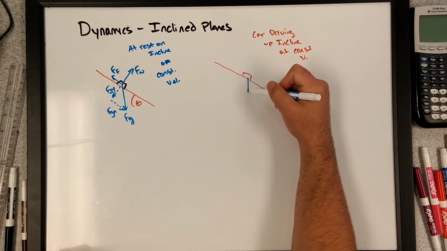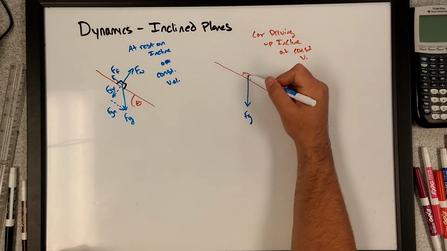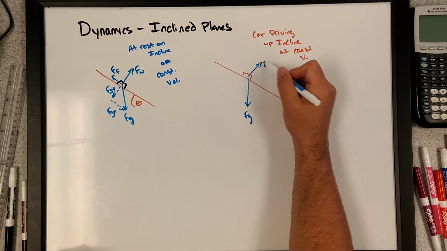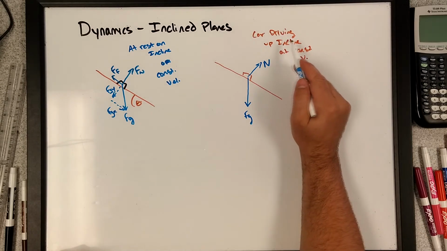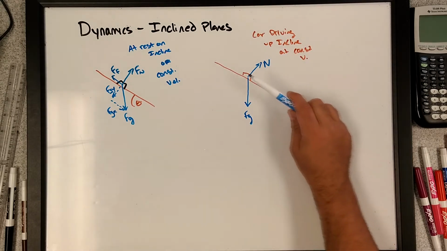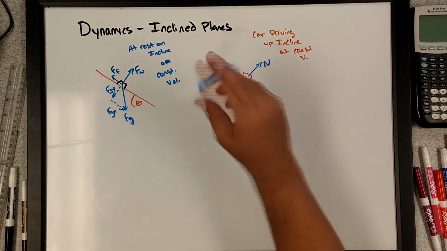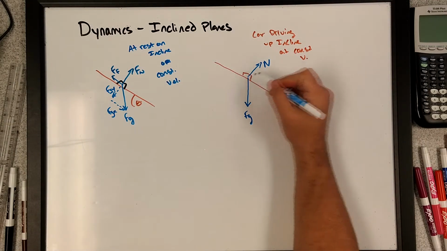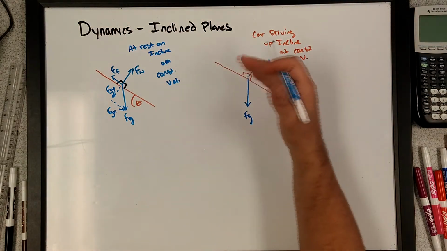We've got the weight down. You've got that normal force up from the plane still. The surface is supporting it. But now we have this car that's driving up the incline at constant velocity. The engine must be doing some work, right? The engine must be pushing up that incline. And we still have friction, right? The car is driving up an incline.